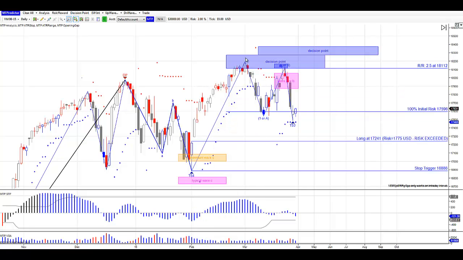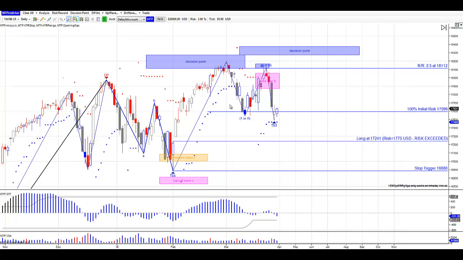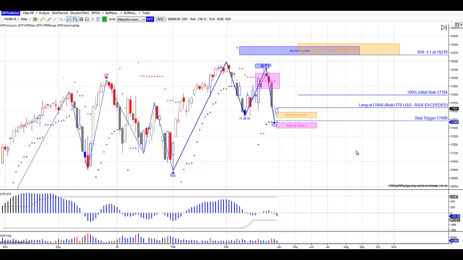just reached the target here, and then we began this ABC correction to the up move. We also hit this decision point resistance level that was from a resistance level off of this last DP, and now we've got the TS3 buy signal that has not executed yet, but if we just right click and do the analysis here, we'll get the entry, stop, and target for that.